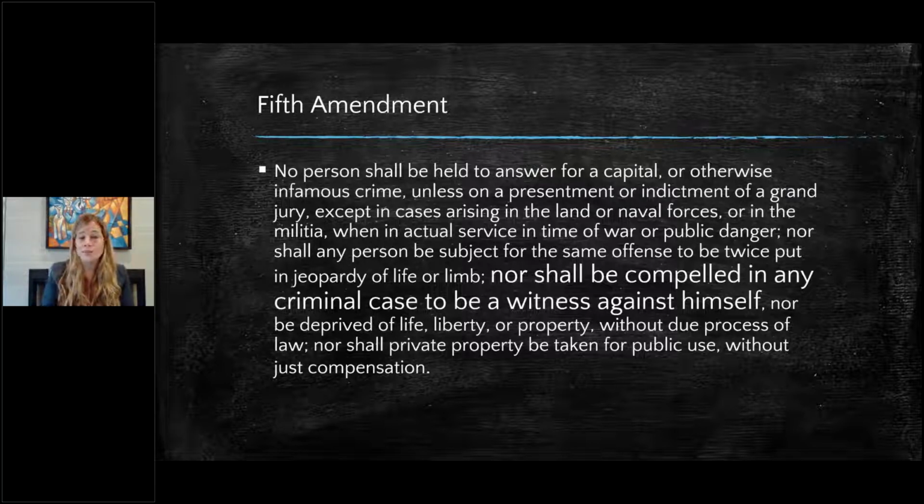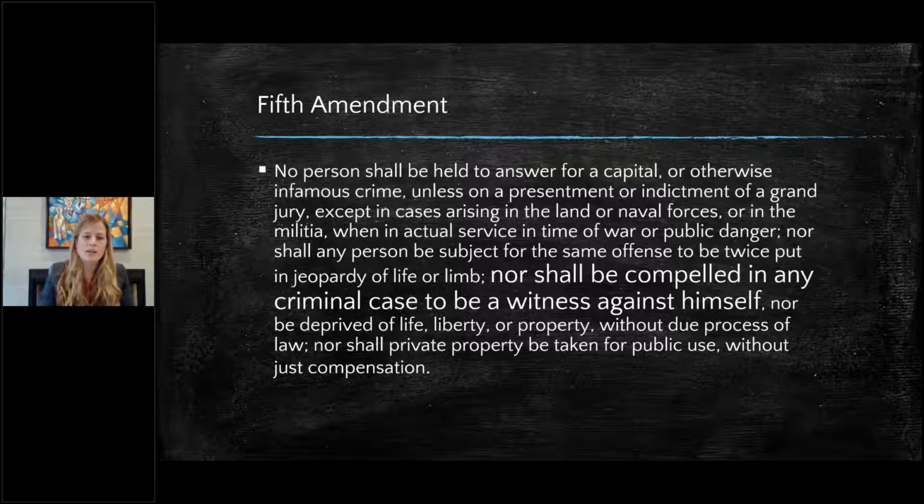So now moving on to the Fifth Amendment. What does the Fifth Amendment say? No person shall be held to answer for a capital or otherwise infamous crime unless on a presentment or indictment of a grand jury, except in cases arising in the land or naval forces or in the militia when in actual service in time of war or public danger. Nor shall any person be subject for the same offense to be twice put in jeopardy of life or limb, nor shall be compelled in any criminal case to be a witness against himself, nor be deprived of life, liberty, or property without due process of law, nor shall private property be taken for public use without just compensation.